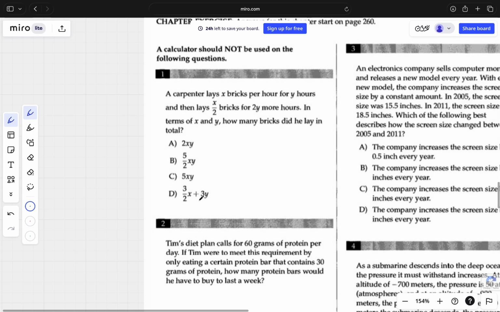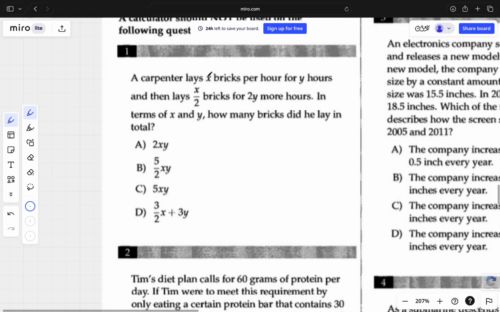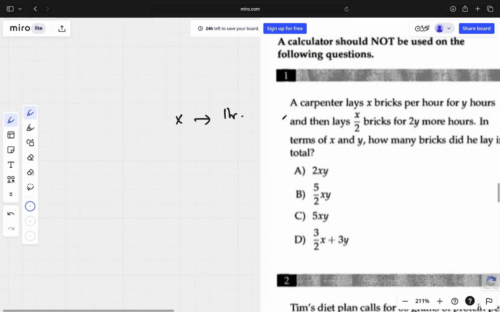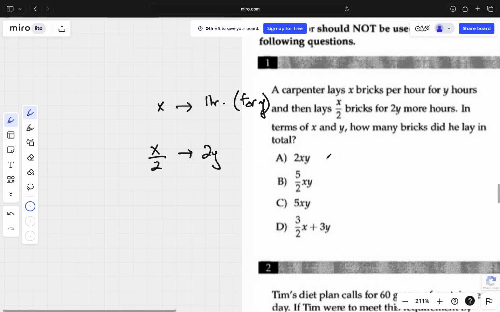Question 1 says a carpenter lays X bricks per hour for Y hours, and then X over 2 bricks for 2Y more hours. So X bricks per hour for Y hours, and then X over 2 bricks for 2Y hours. It says how many bricks did he lay in total?